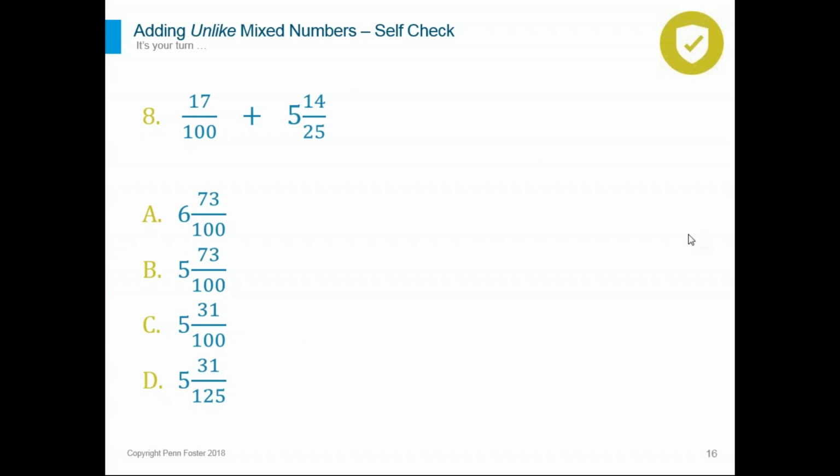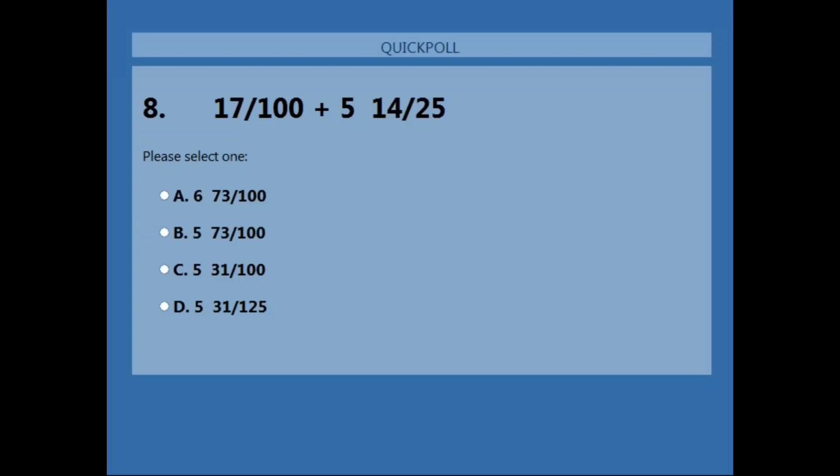Okay, let's put the question again on the screen here, so everyone is able to input their answers. What do you think? What is the sum of 17 over 100 and 5 and 14 over 25? Okay, I see that everyone who had shared their answer did pick the right answer. And that tells me that you did get the concept.